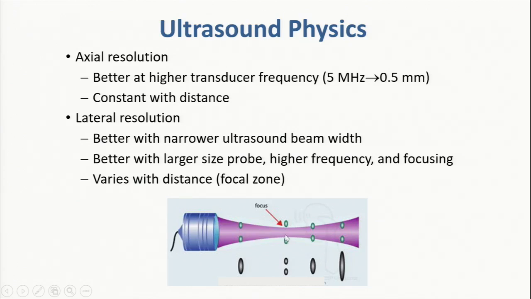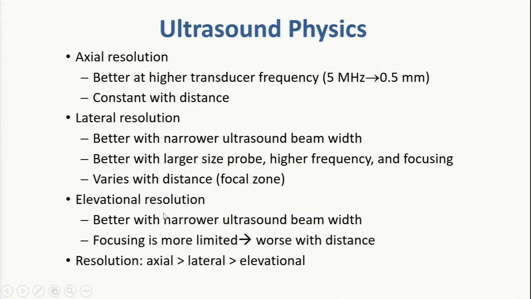But as the beam narrows at the focal point, now it can see these 2 objects as separate objects here, and then it becomes wider. So lateral resolution will vary with distance, being best at the focal zone here and getting worse, if you will, proximal and distal to the focal zone.